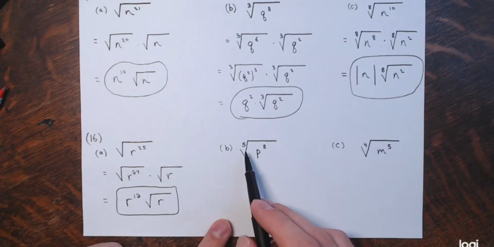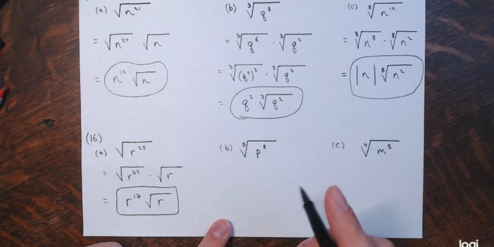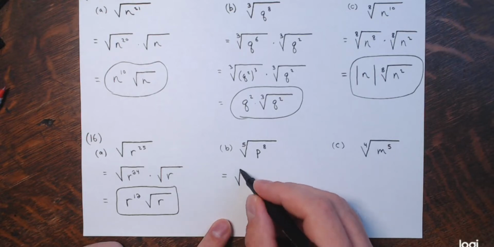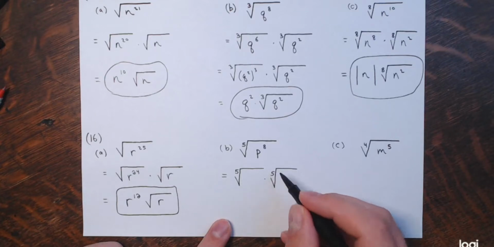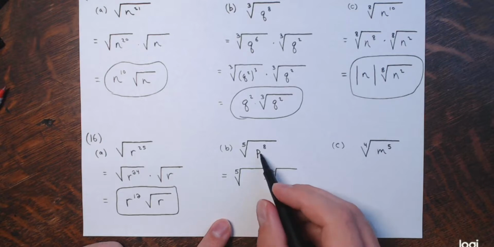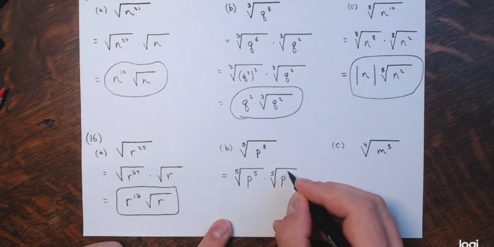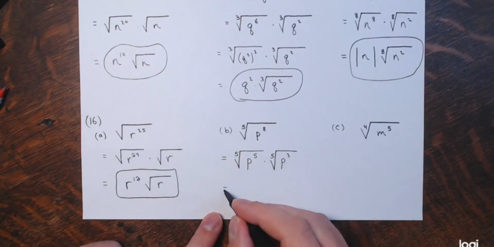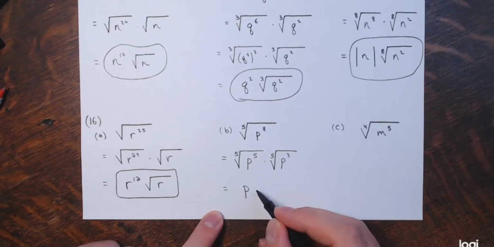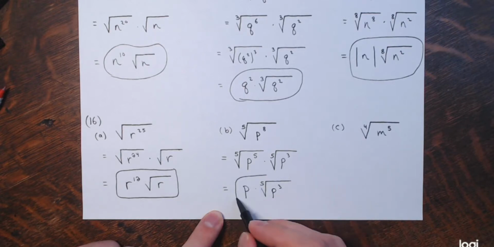Part B, I've got a fifth root of p to the 8th, odd root, so no need to worry about absolute values. So I break this up into a fifth root times a fifth root. And I want a fifth power in here. Now p to the 8th, 8 is not a multiple of 5, but 5 is. So I can break that up into p to the 5th times p cubed. Right, that'd be p to the 8th. And the fifth root of a fifth power, those undo each other. I'm left with just p times the fifth root of p cubed. And there's that totally simplified.